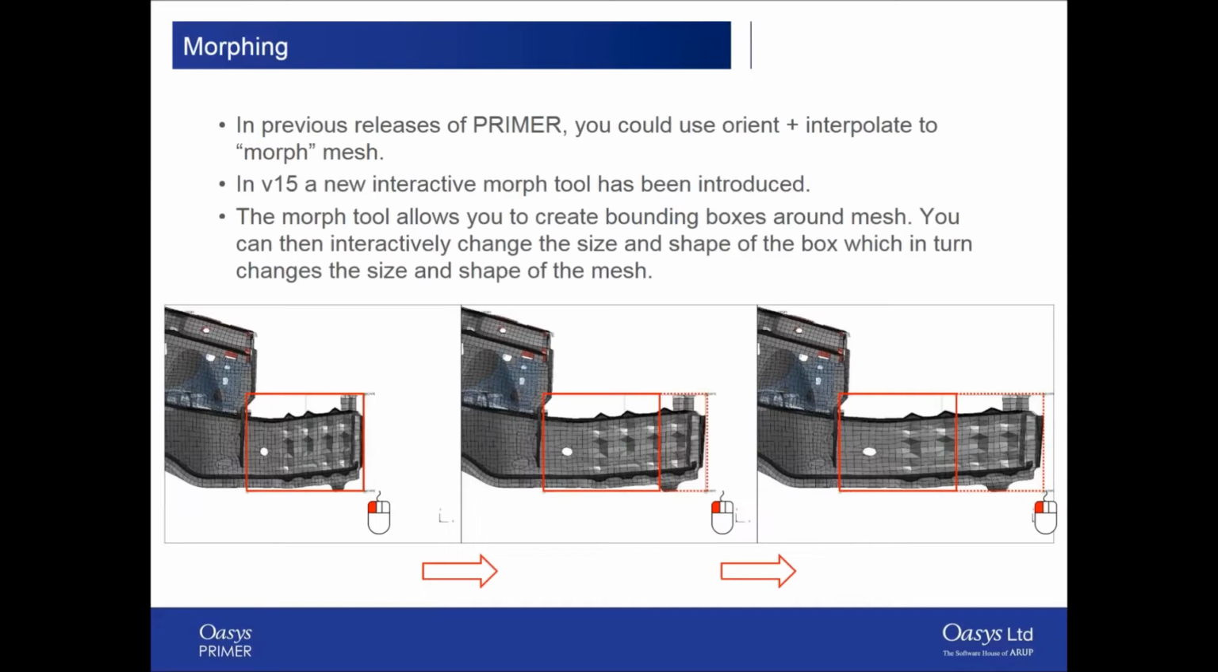In previous releases of Primer, you could use Orient plus Interpolate to morph mesh. In version 15, we've added a new interactive tool to allow you to morph mesh as well. The way this works is you can create a bounding box around mesh, and then you can interactively change the size and shape of the box, which in turn changes the size and shape of the mesh within the box. So I'll just demo this.